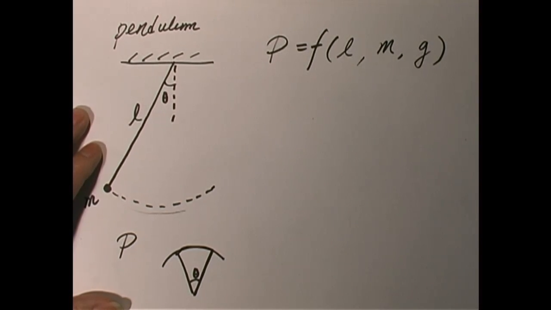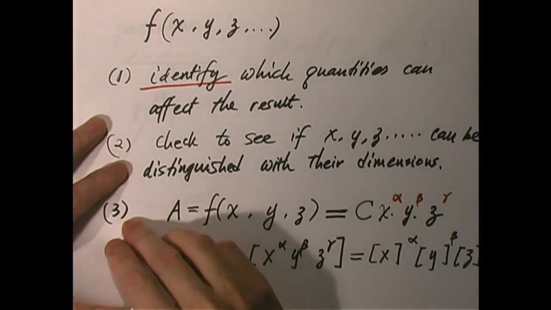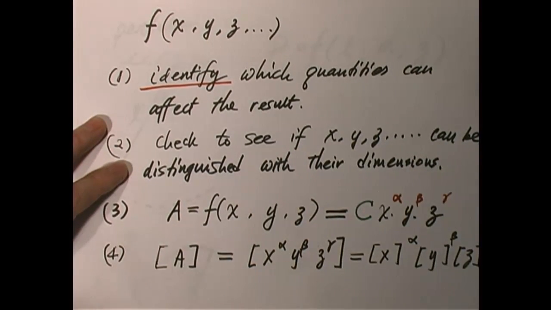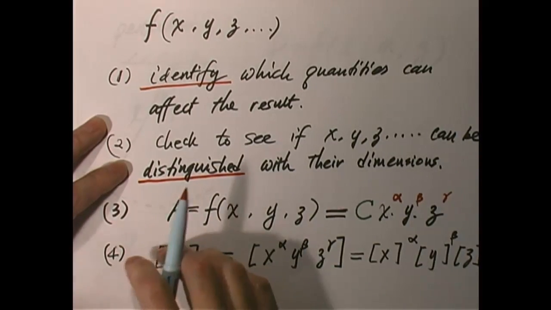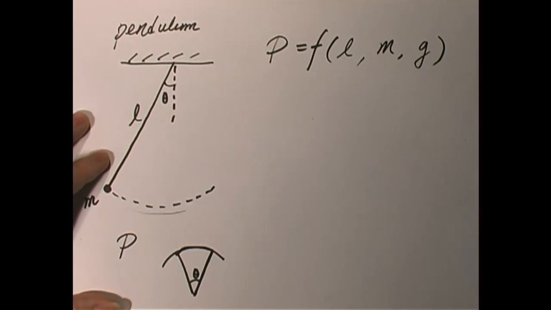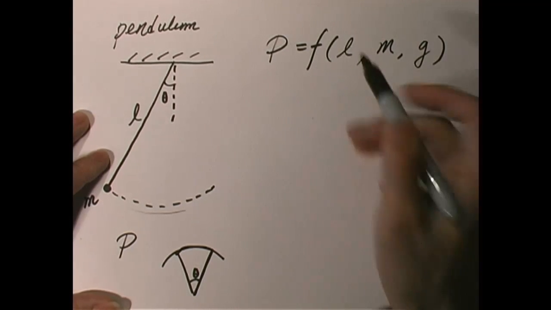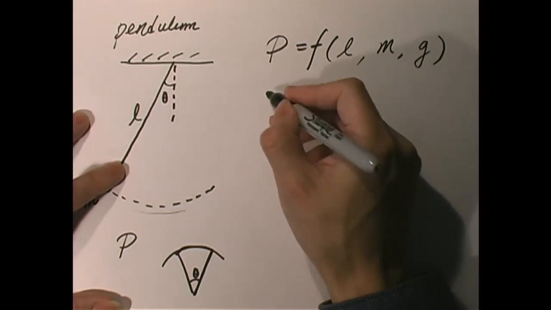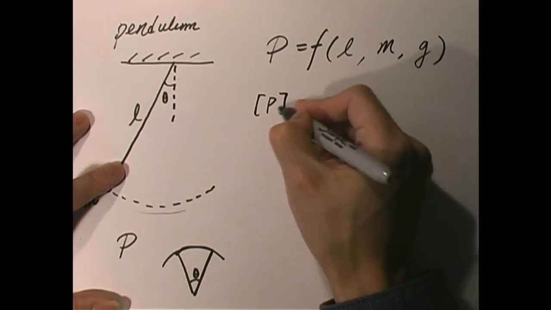What was the second step? Check to see if these quantities can be distinguished by their dimensions. In other words, they must have different dimensions. Let's see now. What's the dimension of L? First of all, what's the dimension of P? That's T, right? The dimension of P is T.